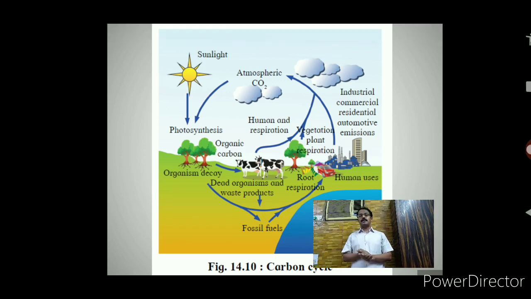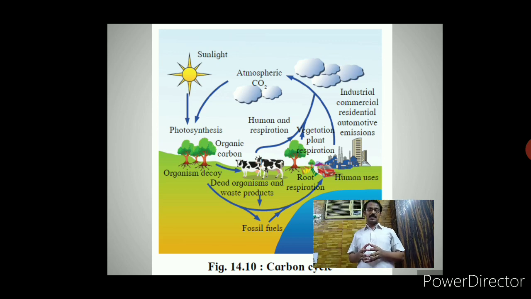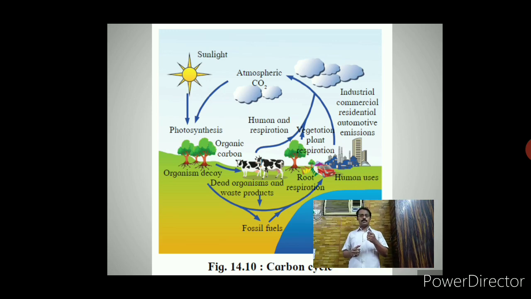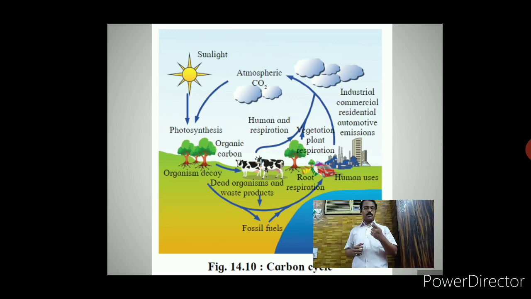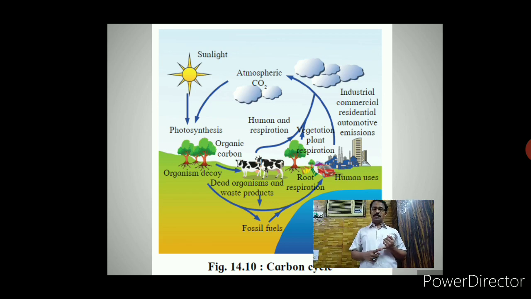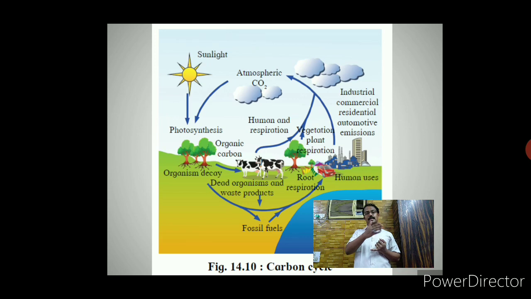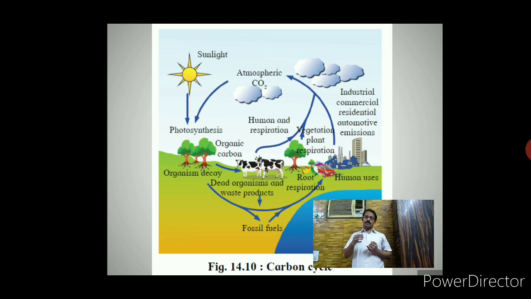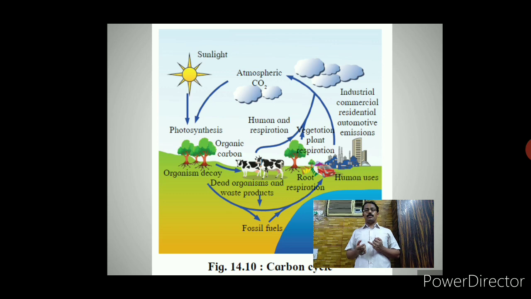Now, coming to the carbon cycle. As you all know, the carbon element is present in the atmosphere, it is a gaseous cycle, and in the air it is present in the form of carbon dioxide. The plants absorb the carbon dioxide during photosynthesis with the help of sunlight, and they convert this CO2 into organic carbon, which is their food material. This food material is eaten by the animals, the herbivores, and this organic carbon gets transferred from plants to animals. When these plants die, they undergo anaerobic decomposition and are converted into fossil fuels. So once again, this organic carbon goes into the sediment.